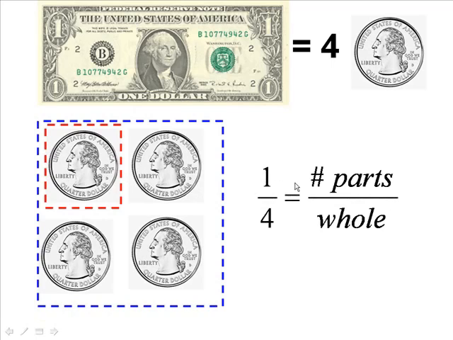So in the numerator, this represents the number of parts. In this case I circled 1. And then in the bottom is the number of parts representing the whole. In this case, these 4 quarters.